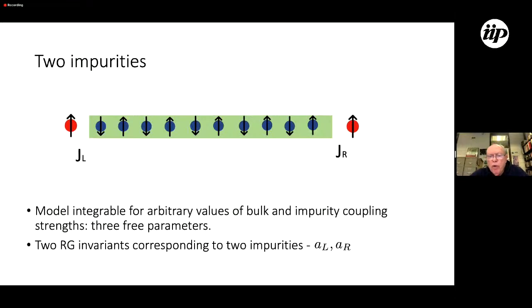Okay, we can now generalize the model and have two impurities, one on the left, one on the right, with each of them having its own coupling constant. So I have J left and J right. So now I have three parameters, the coupling constant in the bulk and two independent coupling constants. And as a result, I'll have two RG invariants, A left and A right, and the model is integrable for any value of JR, JL, and G.